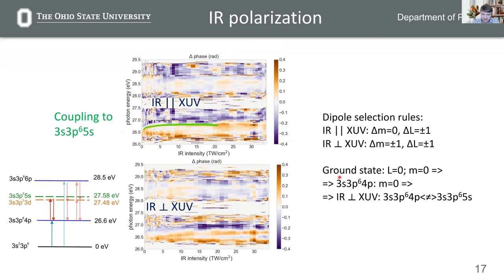Therefore, we start from the ground state at M0 when XUV excites 4P, also with M0. In the case of orthogonal polarizations, there should be no direct coupling between the 4P and 5S state, just due to selection rules, because 5S has only M0. So any difference between these two cases should correspond to the direct coupling to the 5S state. Therefore, we could assign the upper part of this phase curve to direct coupling to the 5S state, and the lower part most probably corresponds to direct coupling to a 3D state, at least at low intensity; at high intensity, it could be something a bit more complicated. This is still a work in progress, and we are still working on simulation of these results.